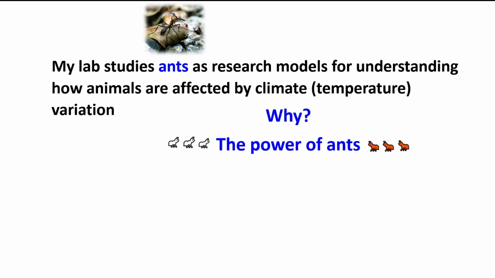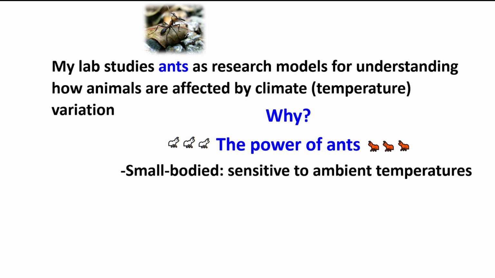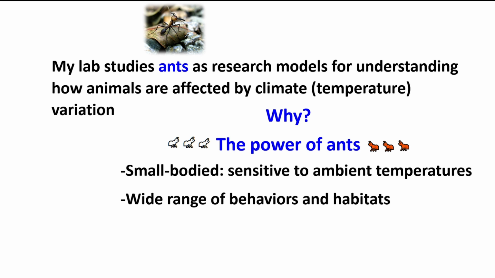So my lab uses ants as research models in order to understand how animals are affected by climate and mainly temperature variation. So why do we do this? I'd like to talk a little bit about the power of ants as subjects for this research. One of the strong features of ants is their small body size. And because they're so small, ants are very sensitive to ambient temperature conditions. And they exhibit a wide range of behaviors and occupy different habitats.